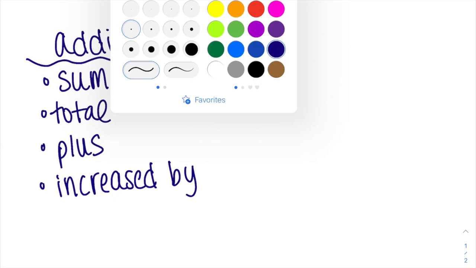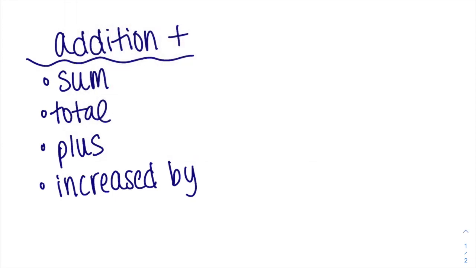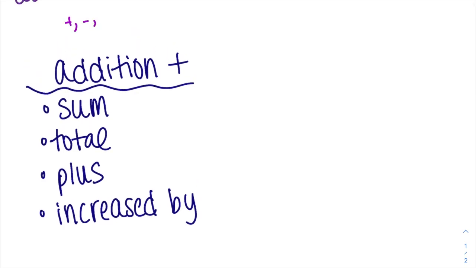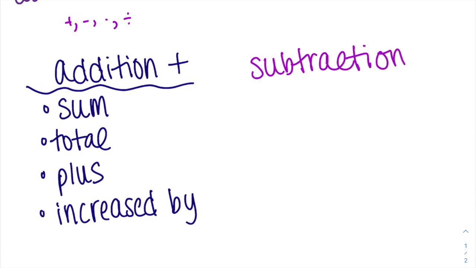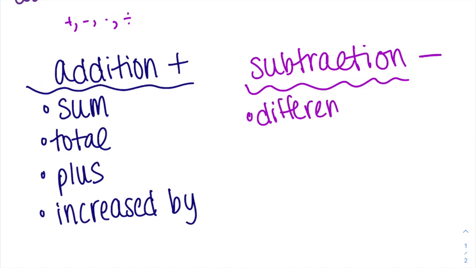We also have different words for subtraction. So I'm just going through now some of the operations that we use. These are different words for different operations. Operations being adding, subtracting, multiplying, and dividing. So, oh, we're doing subtraction. Some words that I might use when I'm talking about using subtraction: the difference between two numbers. Difference is a word that can be used in place of subtraction.